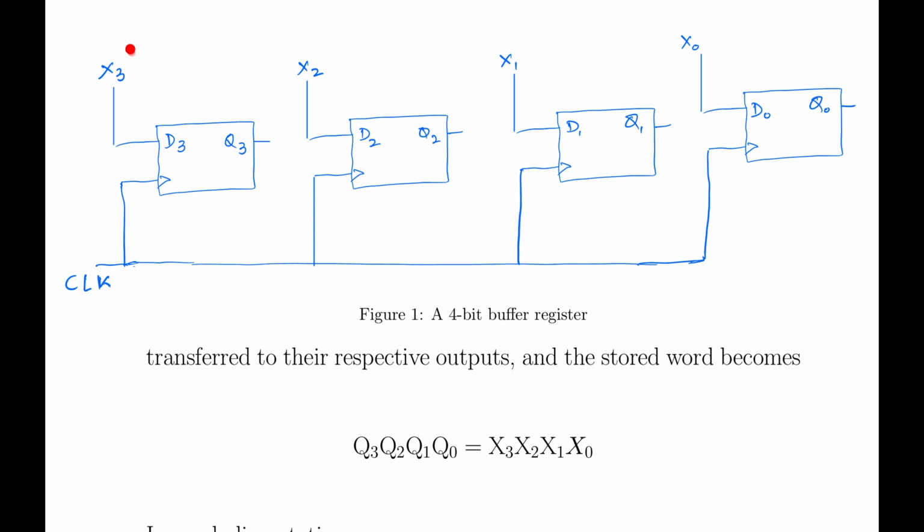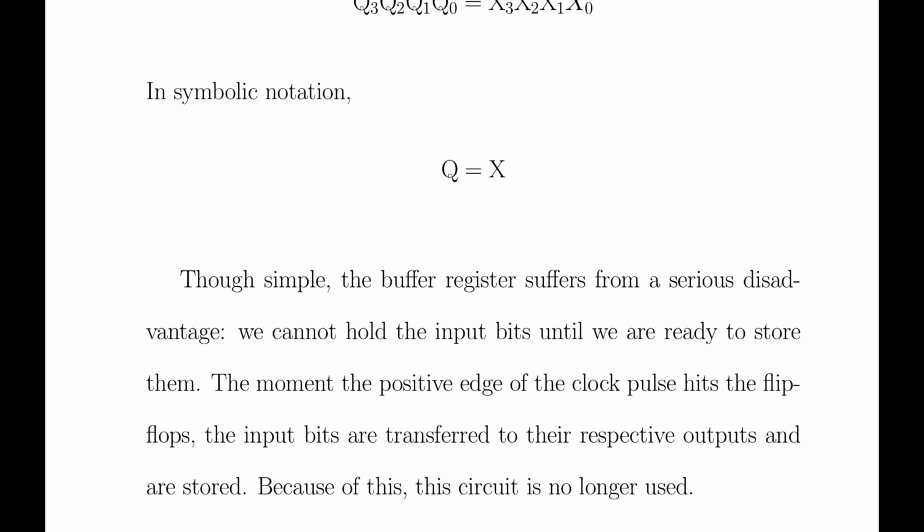Though simple, the buffer register suffers from a serious disadvantage. What is the disadvantage? We cannot hold the input bits until we are ready to store them. The moment the positive edge of the clock pulse hits the flip-flops, the input bits are transferred to their respective outputs and are stored. Because of this, the circuit is no longer used. So this is the basic information about a buffer register.